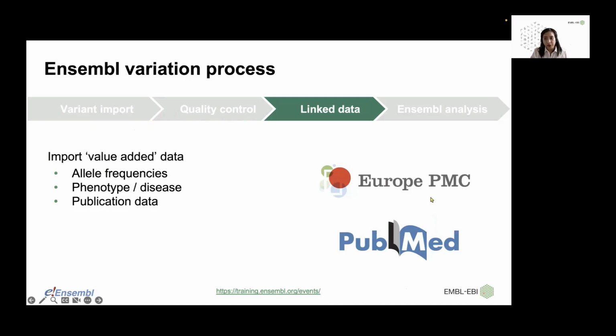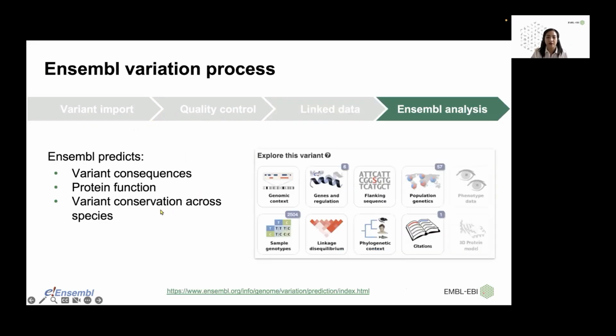In the third step, we link the variation data that passed the quality control to other databases. What we do here is we add value to the data. For example, by linking a variant to any allele frequencies or to any traits and publications.